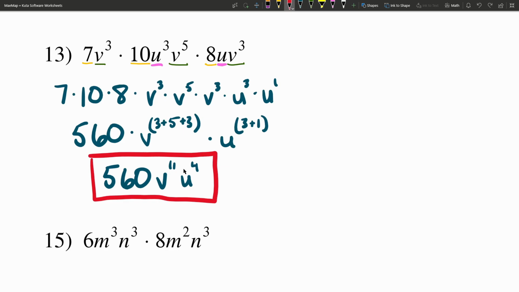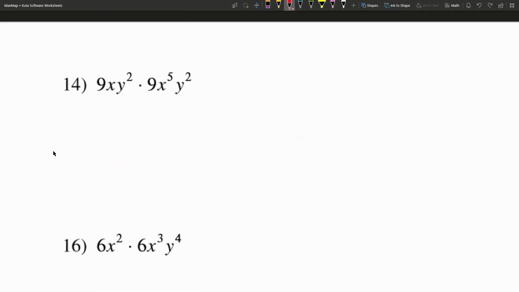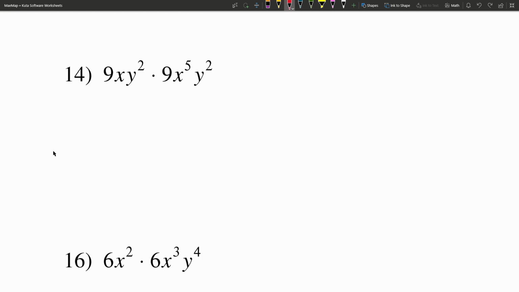Let's continue on to number 14. For number 14, I'm going to keep combining visually like I did before until we get used to the grouping, and then we can go from there. So multiplication is commutative, so I'm going to write my 9 times 9 first. Then I'm going to find my like bases. So x to the first can be combined with x to the fifth, so I'll write that next. And then lastly, I can combine my y's, since y squared can be combined with y squared since they have a similar base.